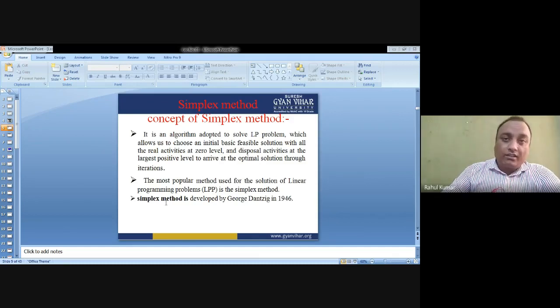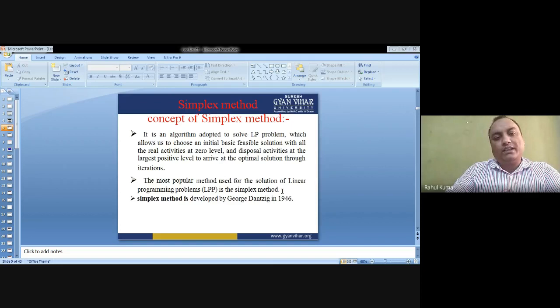And this algorithm, how to solve this algorithm with the help of an optimal solution and the iteration method. And what is the iteration method? This iteration method I will discuss in the coming slides also.